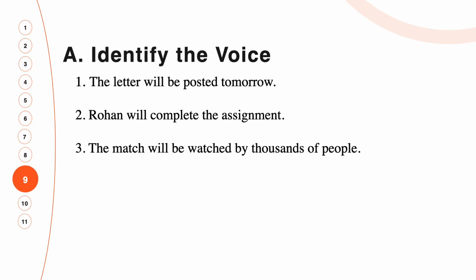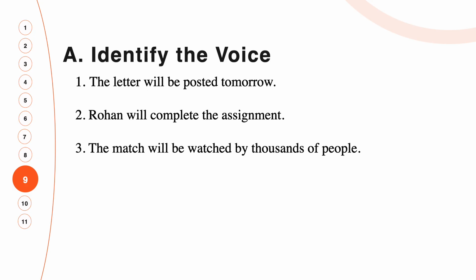A. Identify the voice. Now the first one is the letter will be posted tomorrow. This is an active voice because there is a subject in the first one and the action in the last part of the sentence. Now let's move on to the second one, which is Rohan will complete the assignment. Now this is also an active voice because there is a doer and an action. The doer comes in the first part of the sentence and the action is in the last part of the sentence.